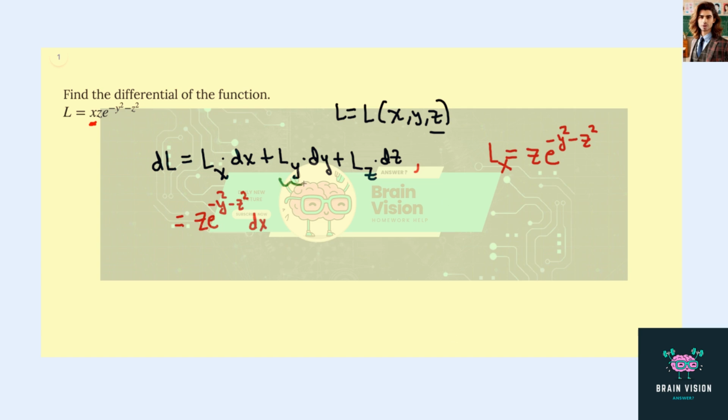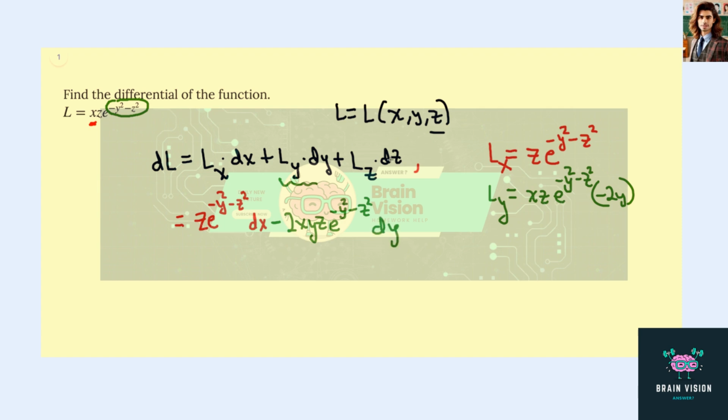So next, let's go to the partial derivative of L with respect to y. So this time, when we differentiate, we have a y in the exponent. So then we'll have to use the chain rule to differentiate the exponent with respect to y. So we get a negative 2y out of that. So let's write this as minus 2xyz, and then e to the negative y squared minus z squared, and don't forget the dy.